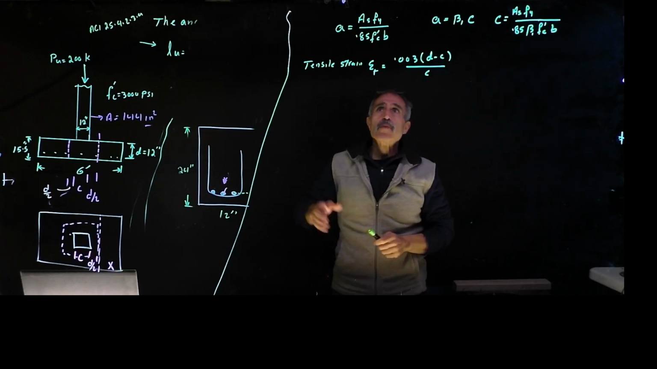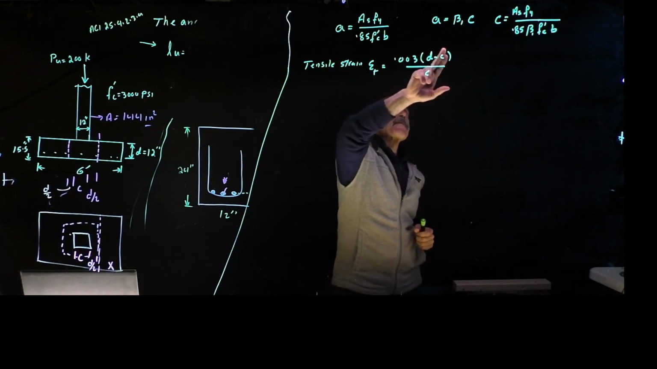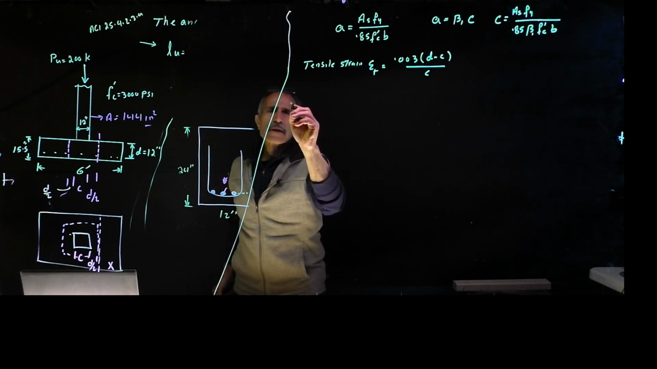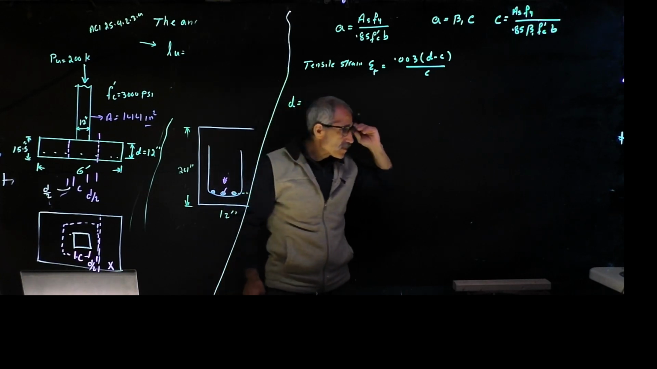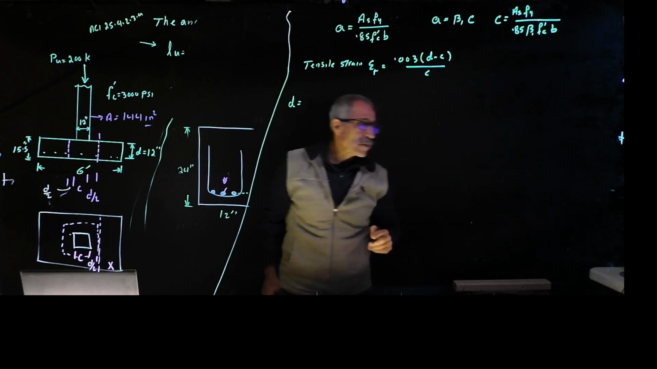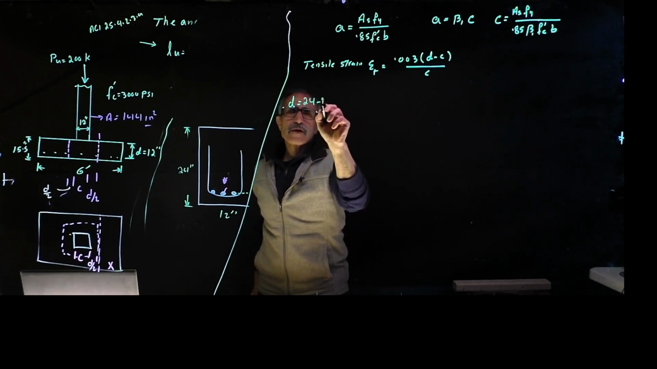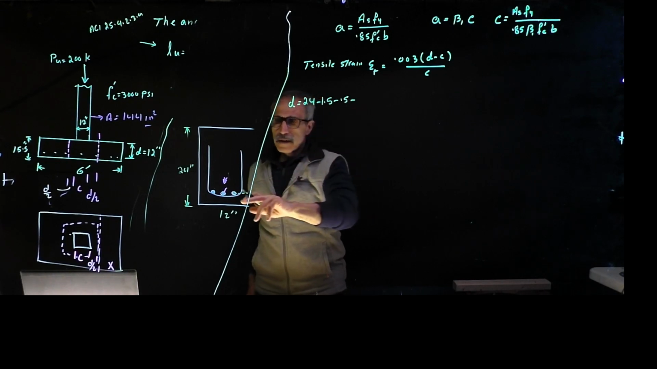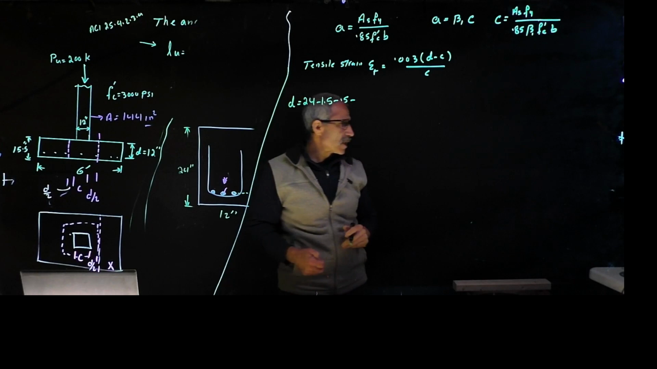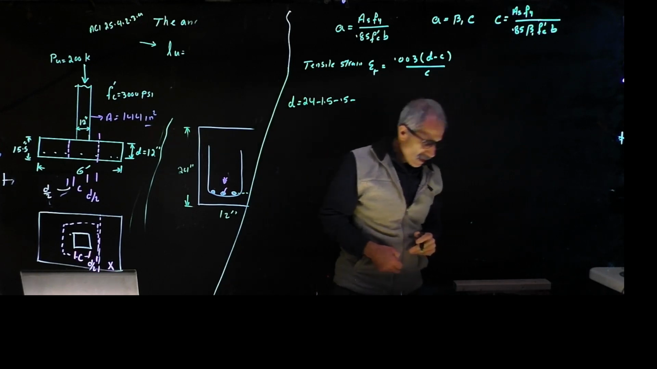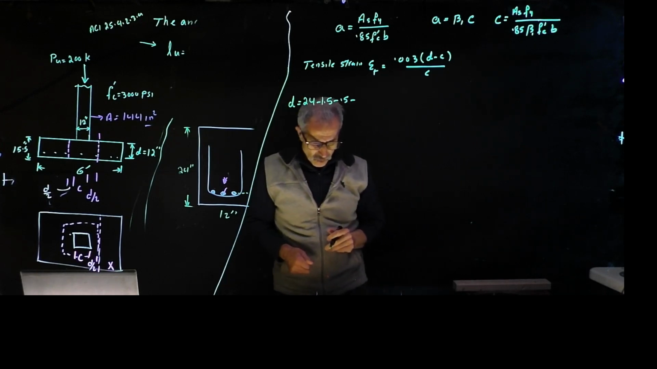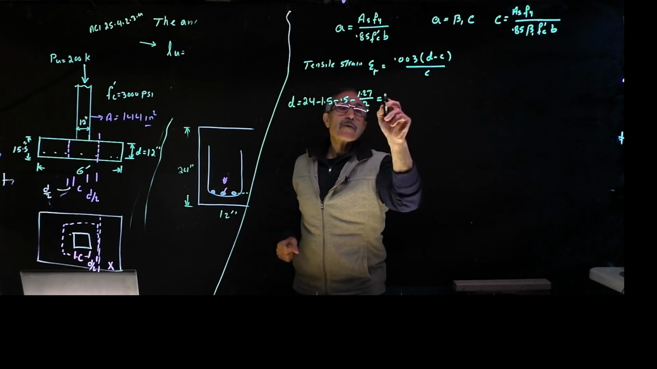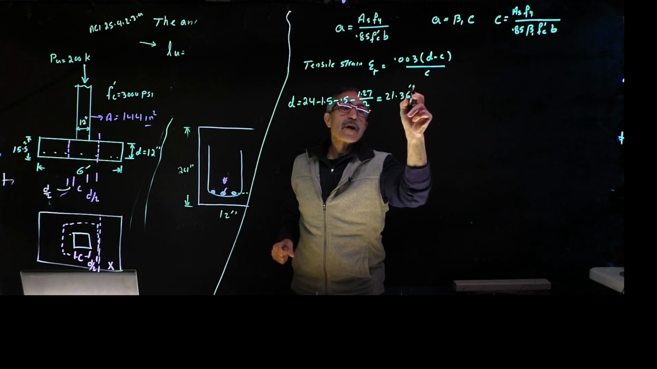Let's plug in. But we need the effective depth, d. We need to find d first. So d is equal to, they said the depth is 24 inches. Then we take 1.5 inch cover, minus the stirrup, another 1/2 inch, minus half of the diameter of the number 10 rebar, which is 1.27 divided by 2. That gives 21.36. Check my number, please.